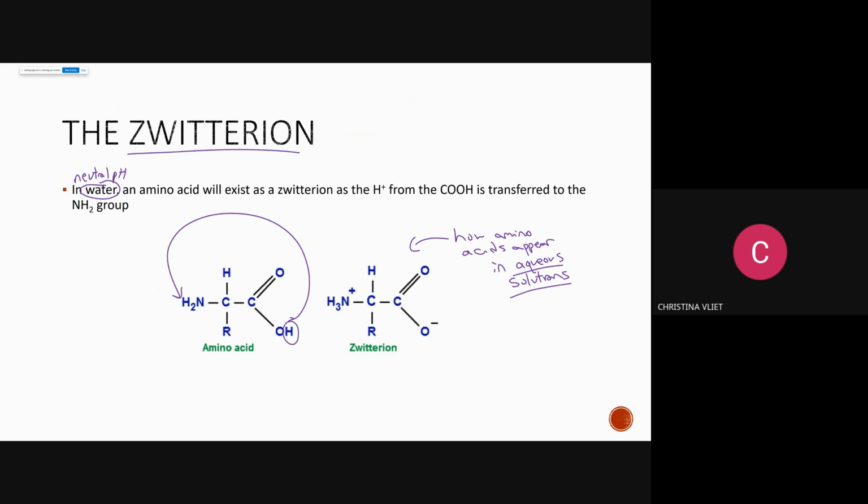Other biochemicals do interesting things as well. For example, sugars in water will actually condense and form a ring. So anybody who studied biology has seen sugars in rings. That happens when the sugars are in water. They condense.